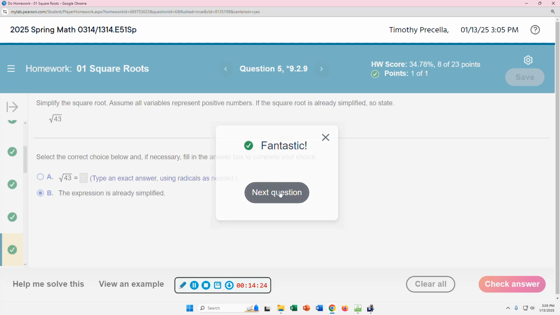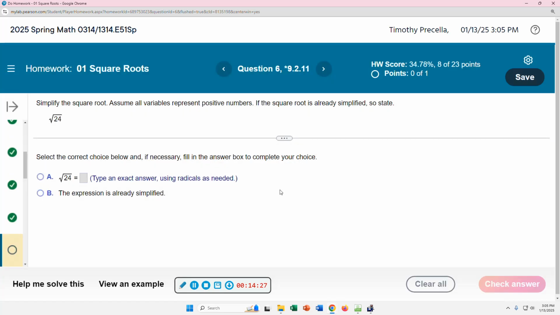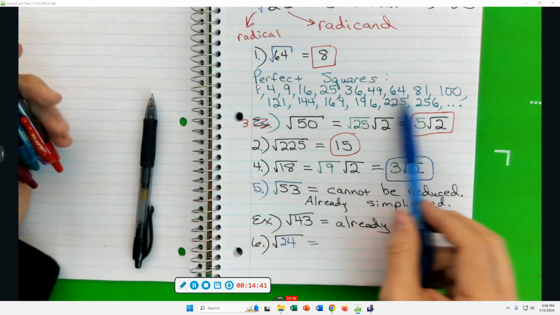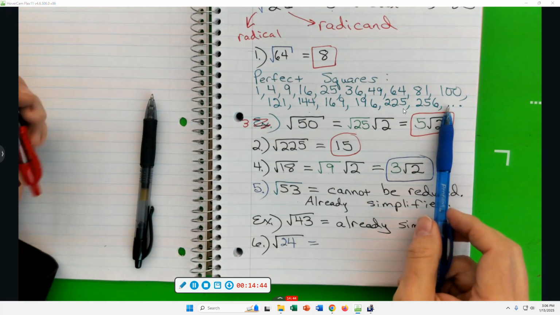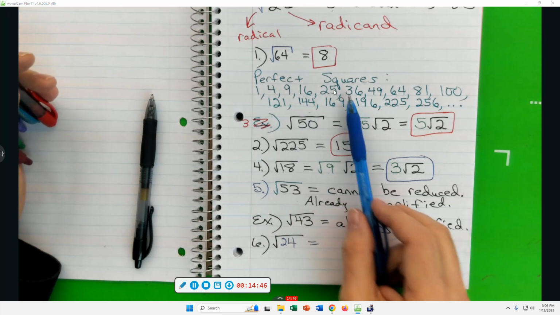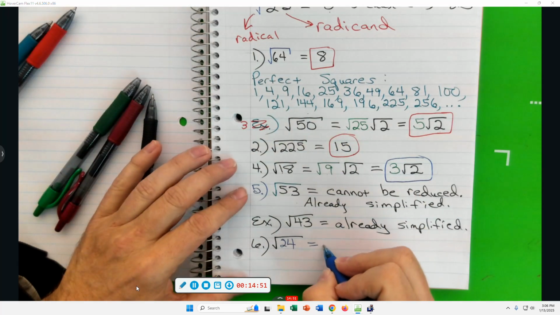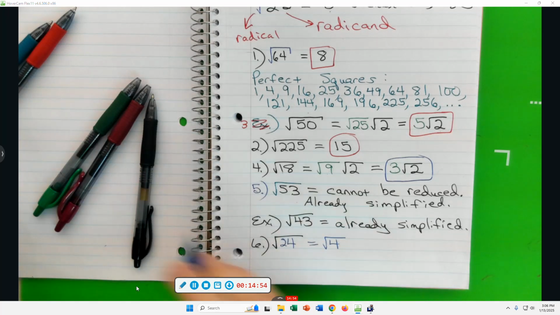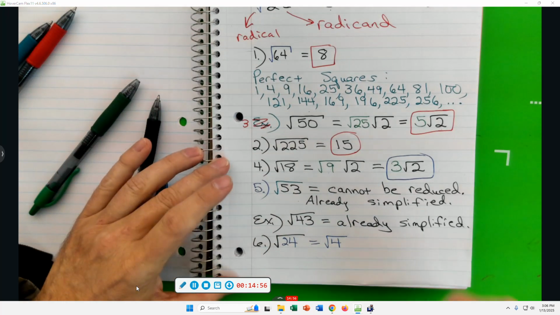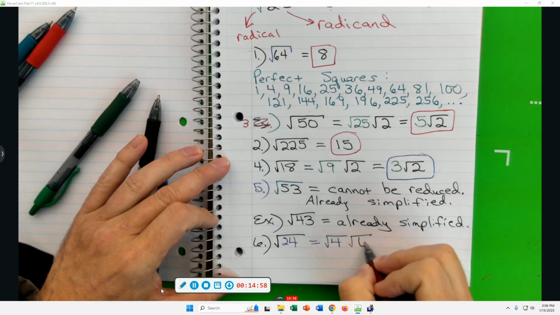Number 6. Oh, this is a good one. Don't decide it's going to be can't be simplified just because they gave that option. Nope. The square root of 24. First question, is 24 a perfect square? No. What's the biggest number up here that divides evenly into 24? 4. I agree. You can think of it as the square root of 4 times the square root of 6. 4 times 6 is 24.